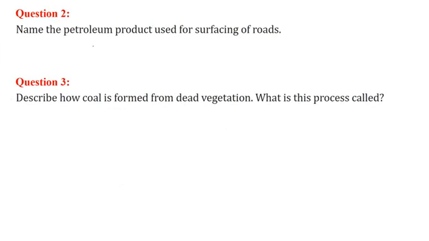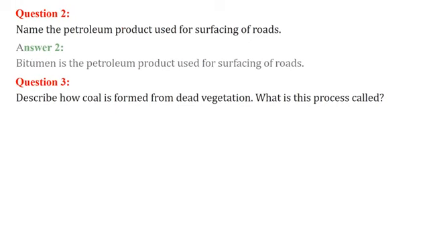Name the petroleum product used for surfacing of roads. Bitumen is the petroleum product used for surfacing of roads. Describe how coal is formed from dead vegetation. What is the process called? How is coal formed?